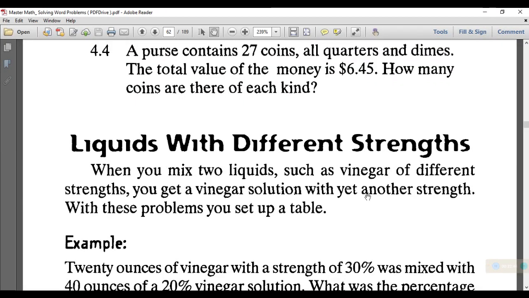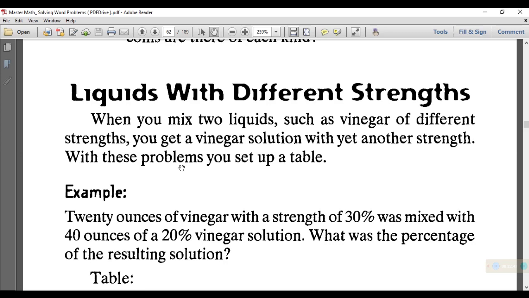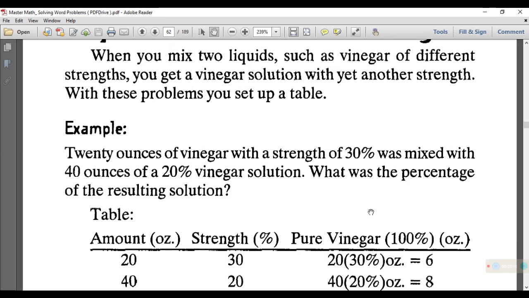Okay? Okay, when you mix two liquids such as vinegar of different strengths, you get a vinegar solution with yet another strength. With these problems, you set up a table. So, example, 20 ounces of vinegar with a strength of 30% was mixed with 40 ounces of 20% vinegar solution. What was the percentage of the resulting solution?